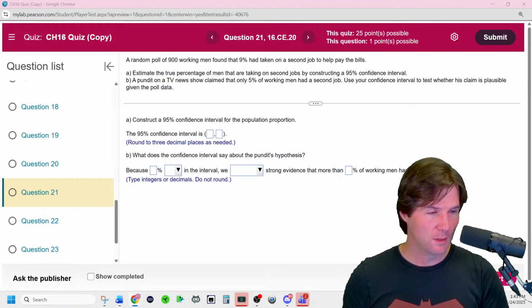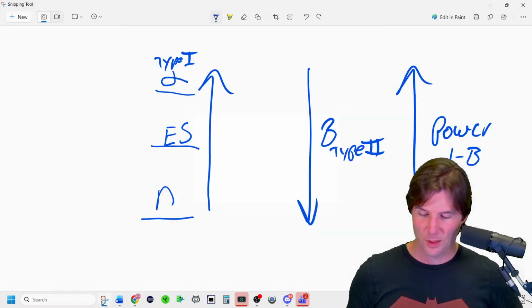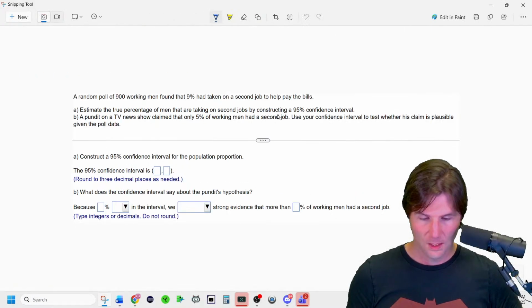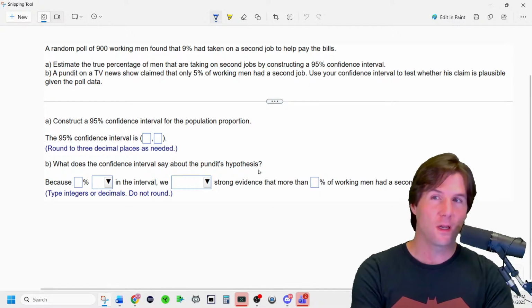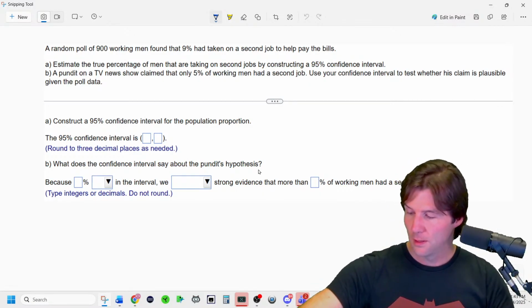Stat tool 1. Chapter 16. Quiz. A random poll. 900 working men. Okay. So we're going to do this one a little quick here and just have a little bit of fun. So this one uses the confidence interval to reject or not reject a value. And it all comes down to notation.